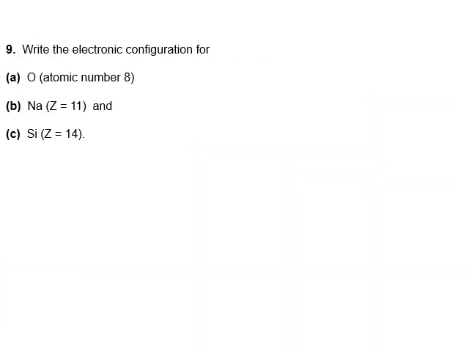Next, write the atomic configurations for these. So O, atomic number 8, means it has 8 electrons, is going to be, and I'm just going to do this from memory, 1s2, and then I'm going to stop here after O and let you guys do the other 2 as an exercise. You just do them the same way I'm doing these.